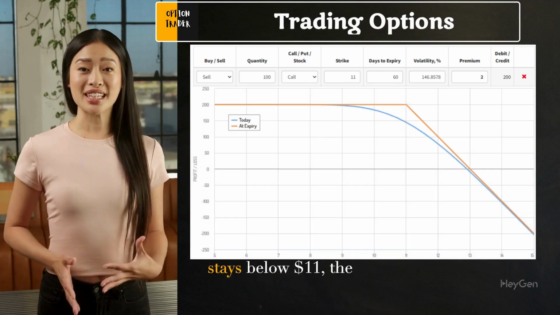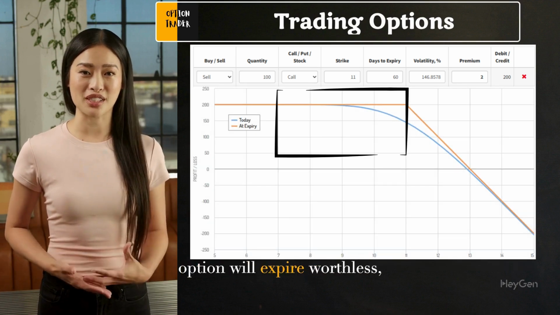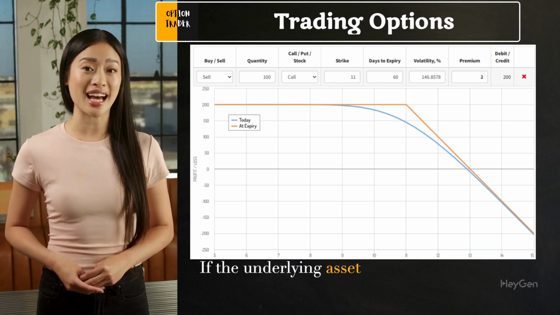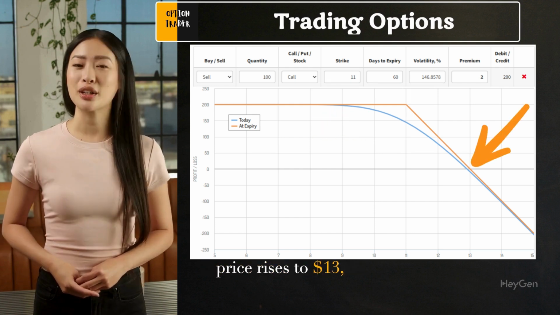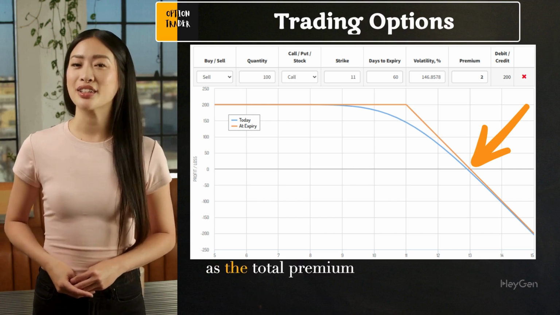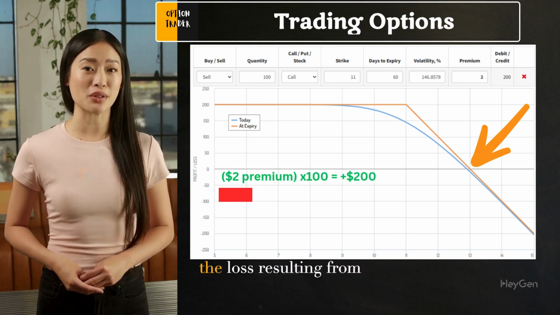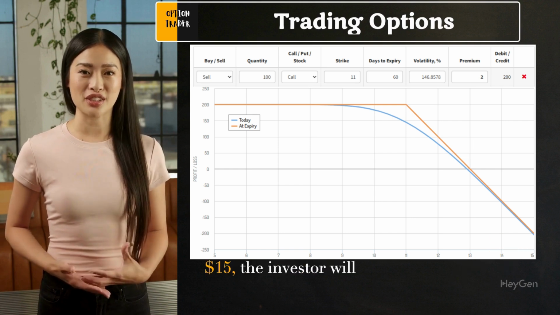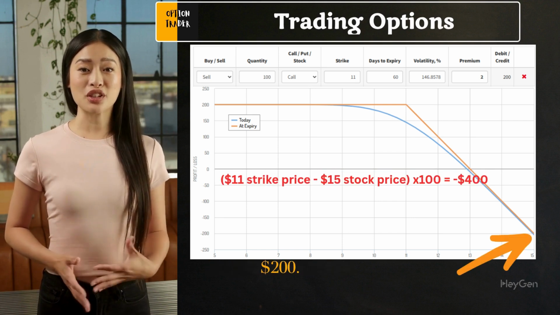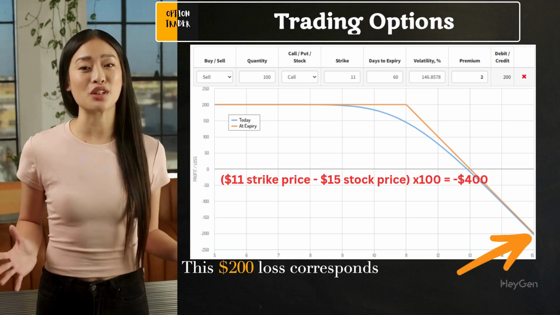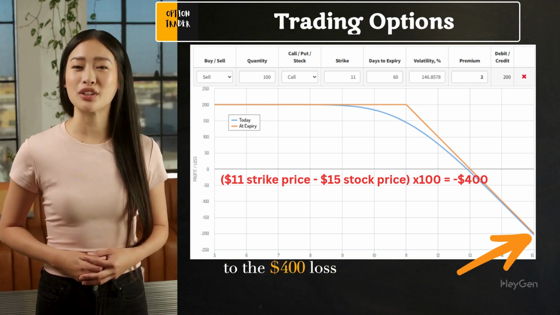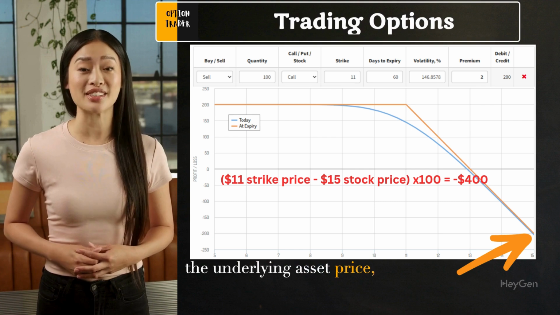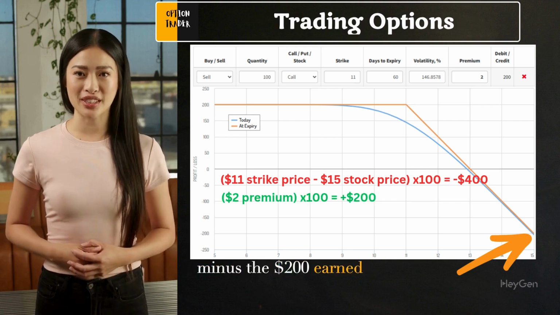If the stock price stays below $11, the option will expire worthless, and the investor will keep the premium. If the underlying asset price rises to $13, she will break even, as the total premium she earned will equal the loss resulting from the increase in the stock price. If the stock reaches $15, the investor will incur a loss of $200. This $200 loss corresponds to the $400 loss on the option arising from the increase in the underlying asset price, minus the $200 earned as a premium.